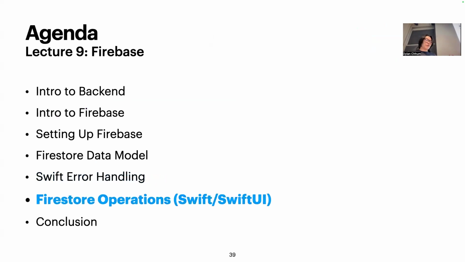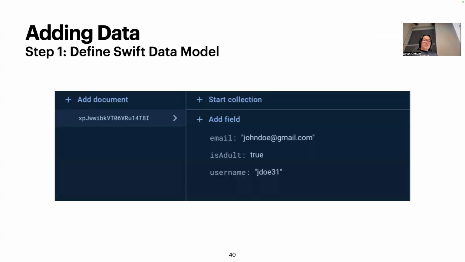Now we're going to do Firestore operations. If we go back to APIs, we have a struct model that has essentially what we want, and then we want to translate the information that the internet gives us and put it into that model so that it can be reflected in our UI.